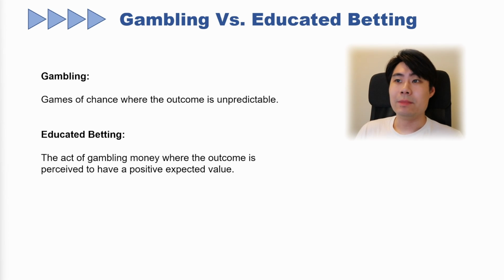Gambling, in this case, means that you're playing a game of chance where you cannot predict the outcome. That means the majority of the time, you might be losing more money. Versus educated betting, which is, in some sense, still an act of gambling, but the outcome is perceived to have a positive expected value, meaning a positive expectancy. And we just talked about expectancy, right? So this means that yes, there is an aspect of gambling involved, but you are calculating the probability that over the long run, over multiple different trades, you will be able to make a positive value, making money out of it.